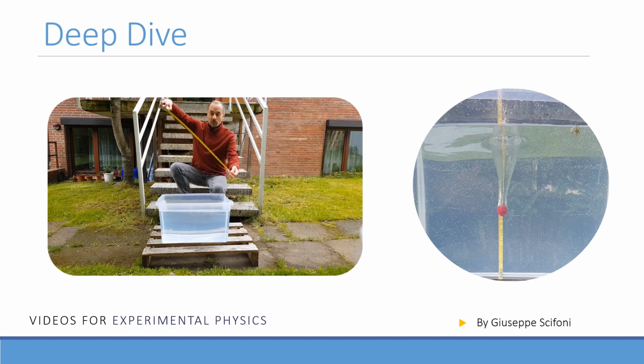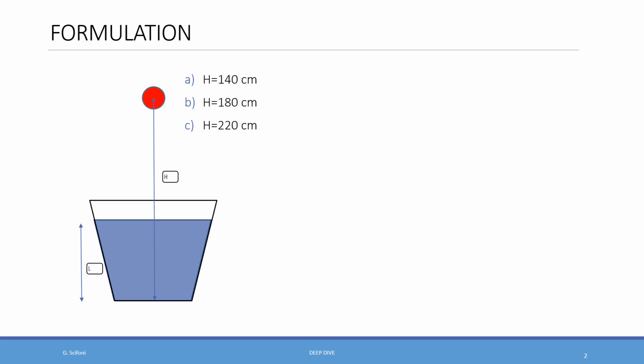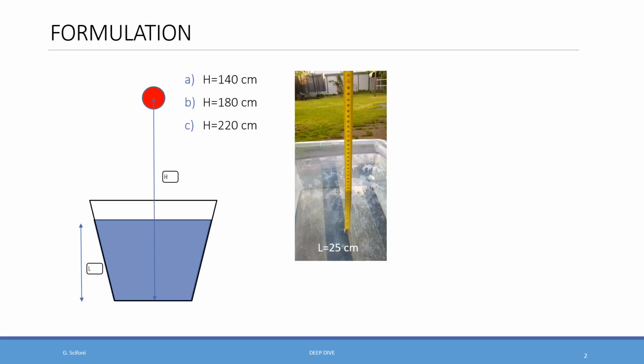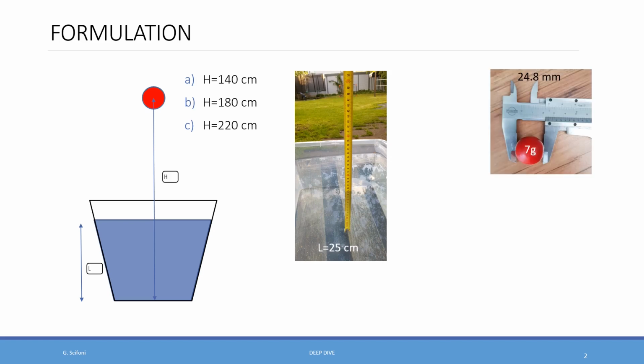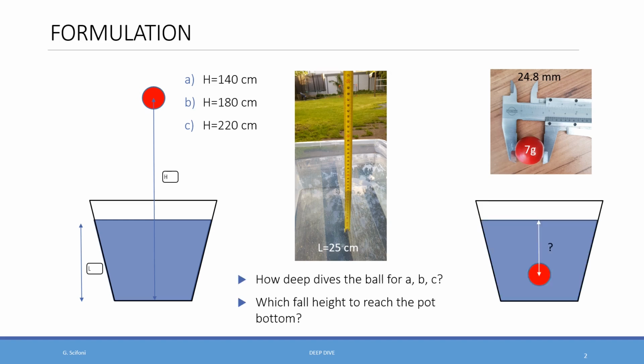And for doing that we use our tape measure and a slow motion video. Let's have fun together. The experiment is the following. We have a water pot and we drop a ball from different heights, 140, 180 and 220 centimeters respectively. The water level is known, 25 centimeters, as well as the mass and the size of the ball. We want to measure how deep the ball is diving in the three cases, and finally what is the height needed to reach the bottom.